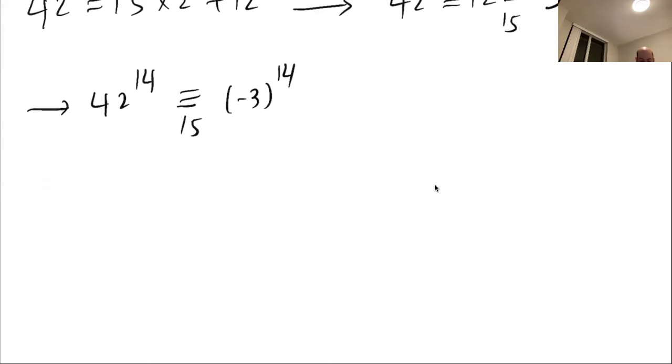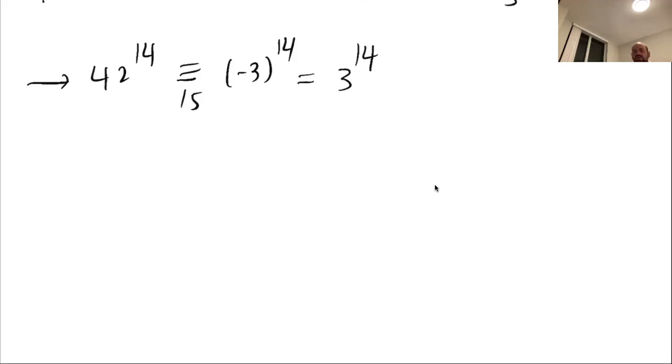And minus 3 to power 14, of course, is the same as 3 to power 14. Now I need 3 to power 14 mod 15. How can I do that? Again, I want to avoid computations as much as possible.